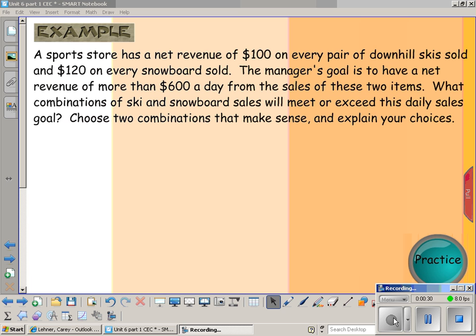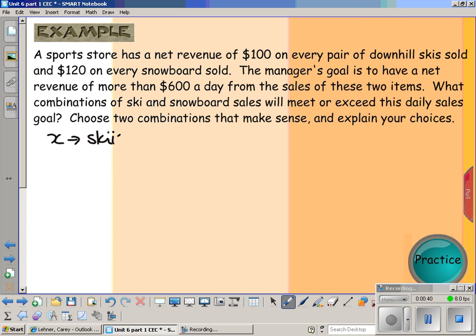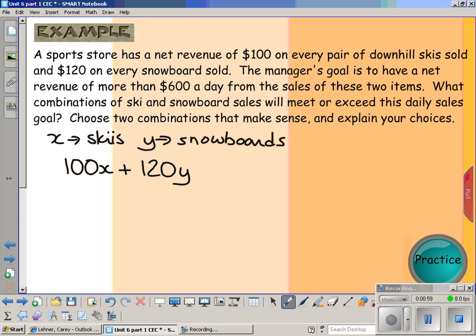So first of all, we need to set up an inequality that would fit for this. If we say that the number of skis is represented by X, and Y is the number of snowboards, that's how many are sold each day. For each pair of skis sold, there is $100 made, and for each snowboard sold, there's $120. We want to exceed $600 a day, so we want to be more than 600.